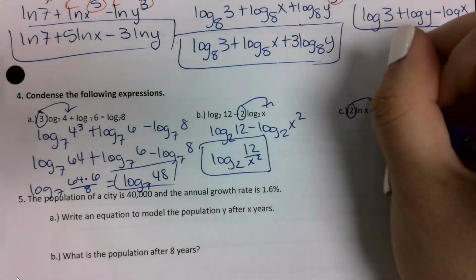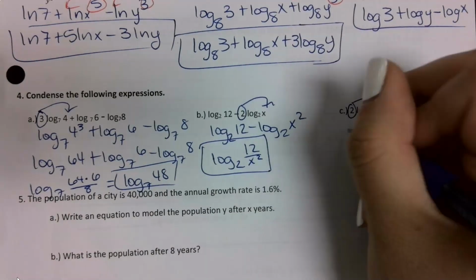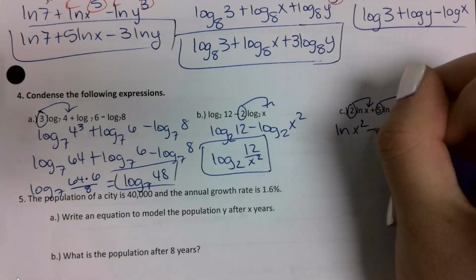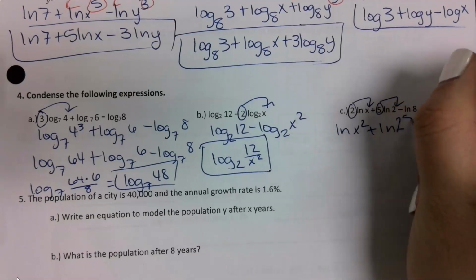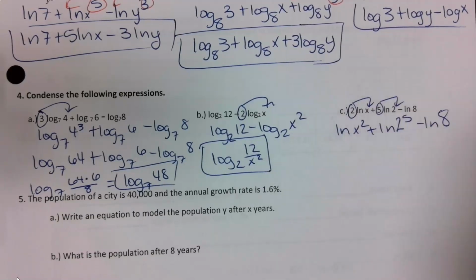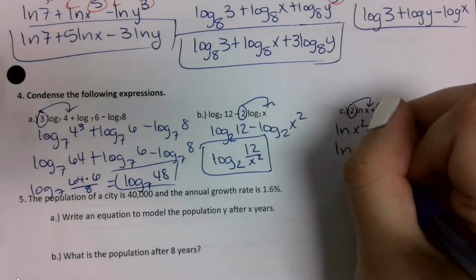C, same idea. Numbers up front become exponents, so it's going to be ln x squared plus ln 2 to the 5th power minus ln 8. 2 to the 5th power is 32.